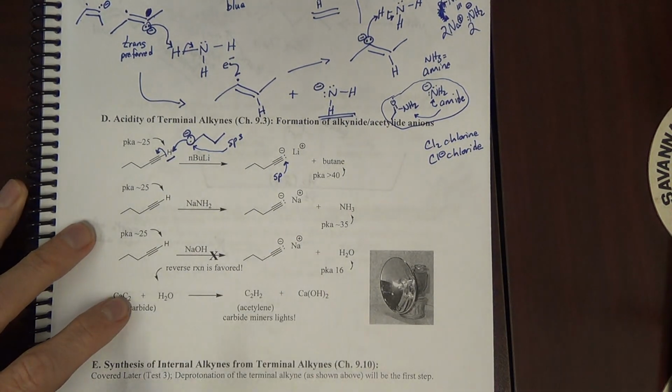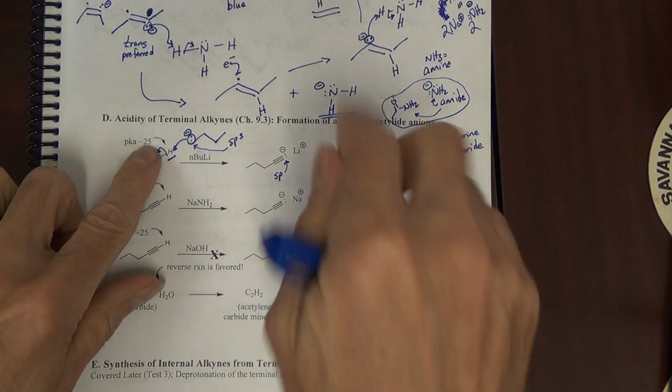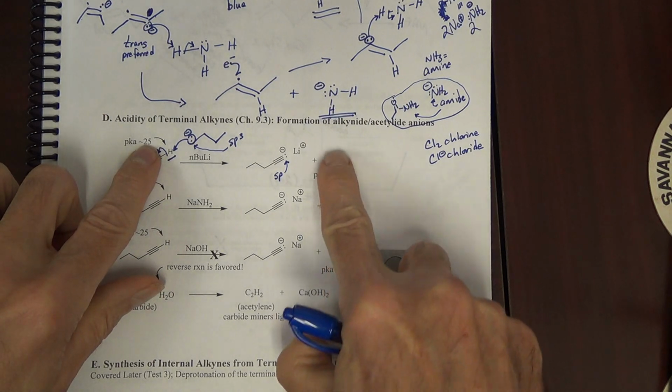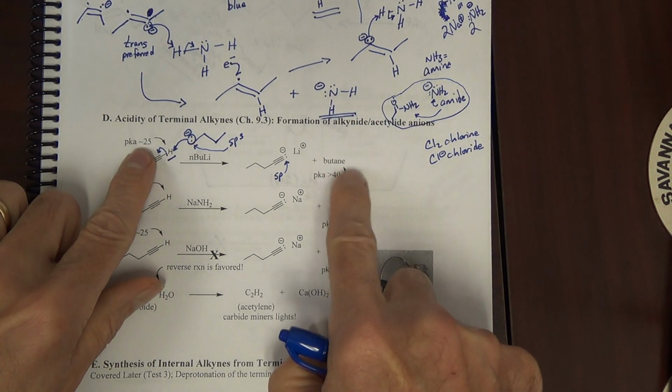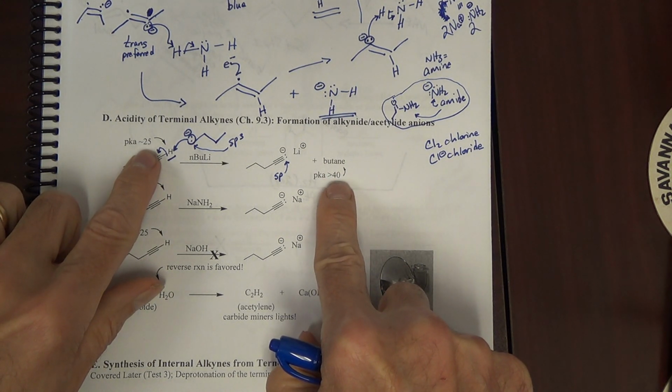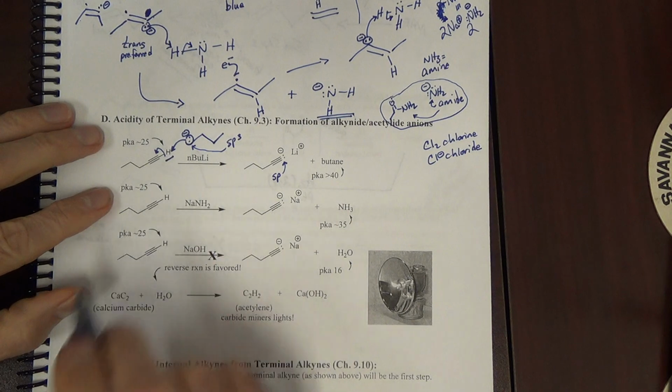Now we can also see that this reaction is going to be favored if we look at the pKa's. 25, well, butane is much less acidic, pKa of greater than 40. Which side's favored? Side with the weaker acid. This is favored by at least 10 to the 15. That is pretty much complete. n-Butyllithium is strong enough to remove the H from a terminal alkyne.